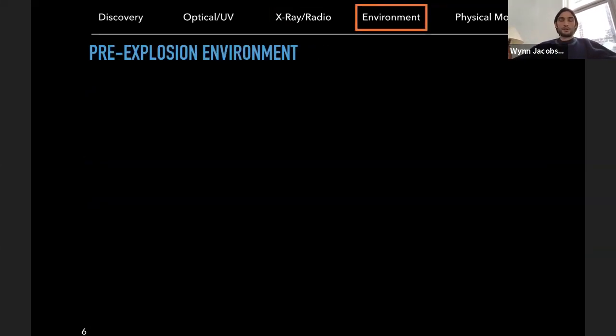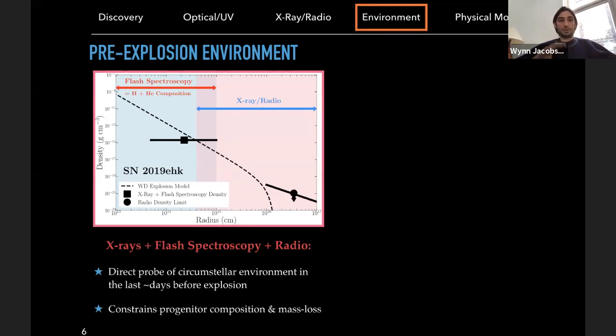So what did the X-rays tell us? The X-rays and the flash spectroscopy are probes of its pre-explosion environment, of 2019EHK's environment right before explosion.